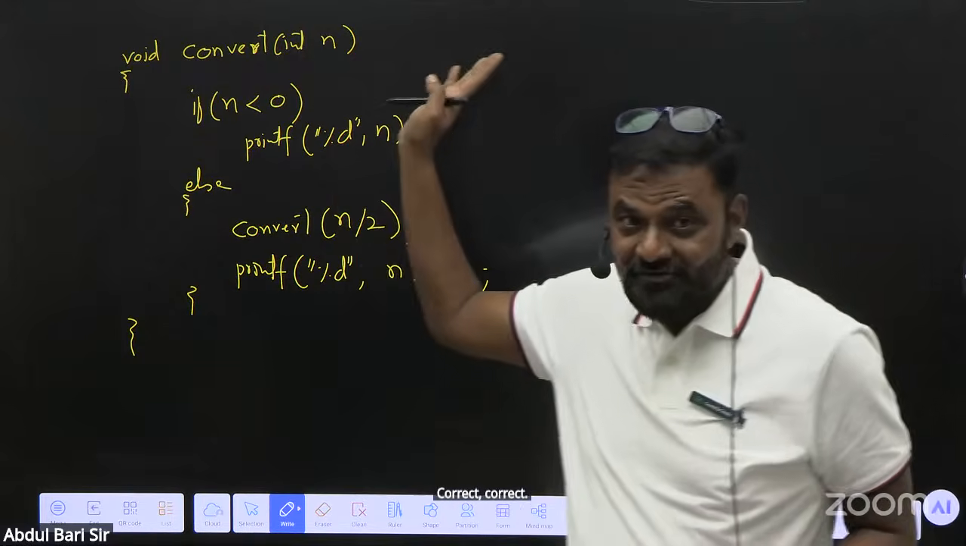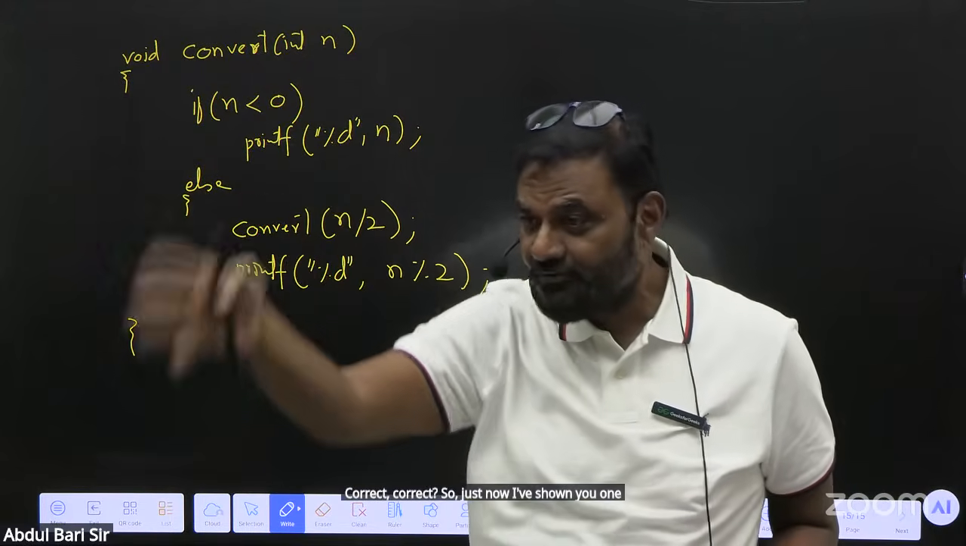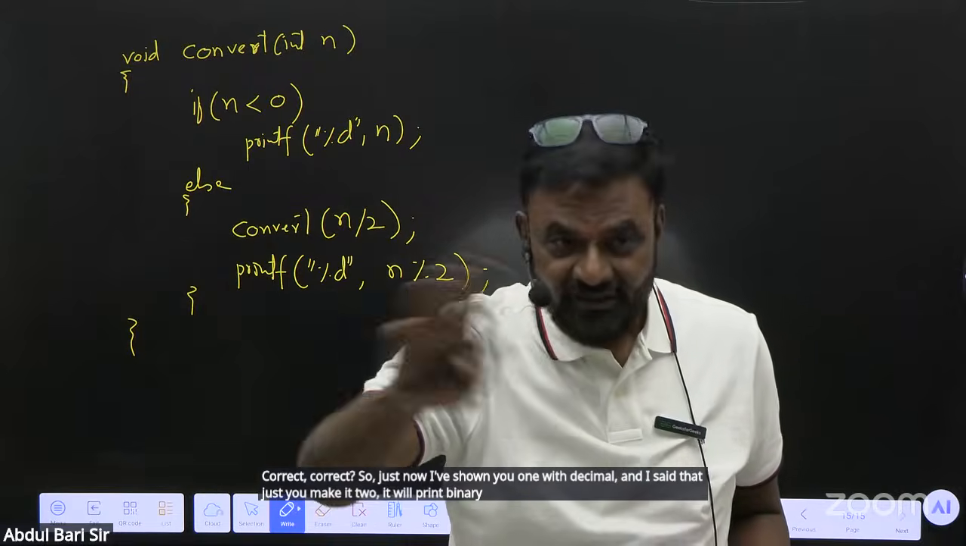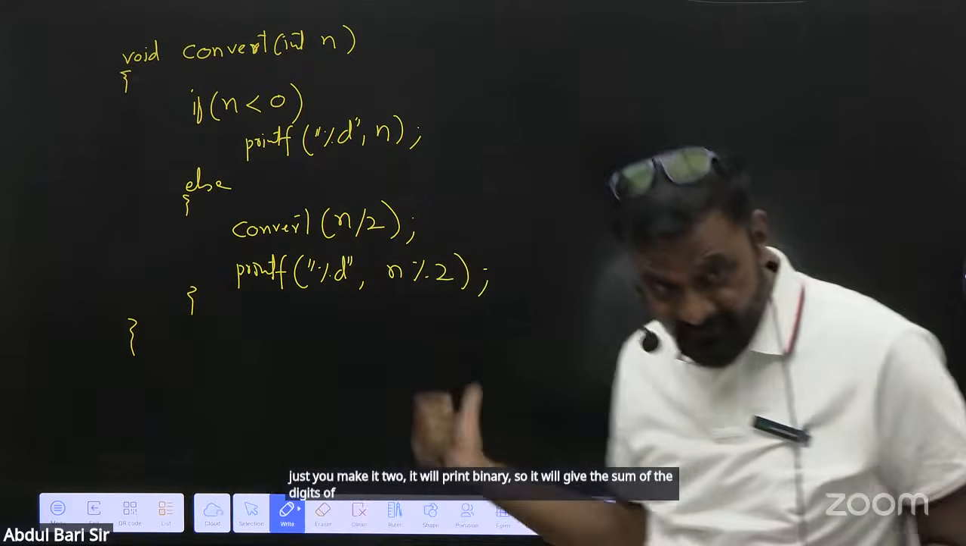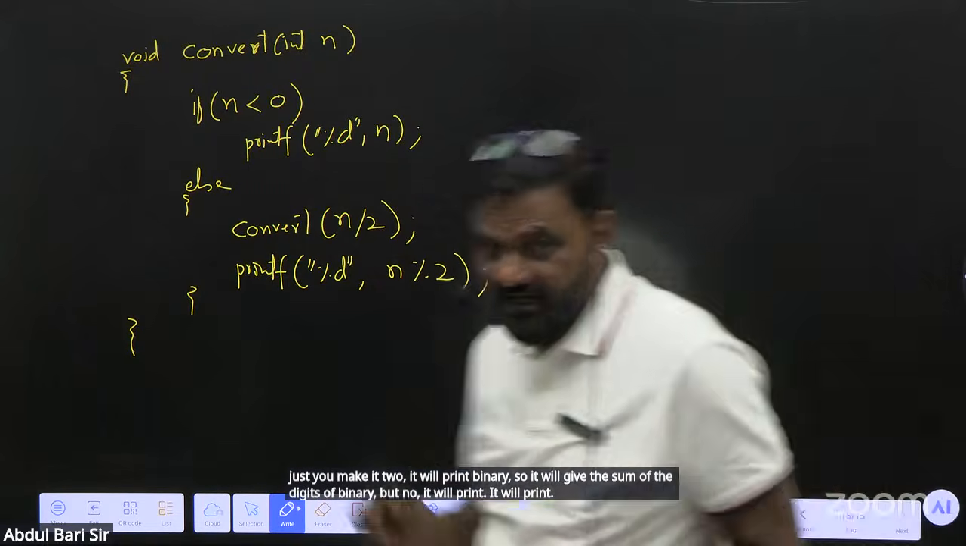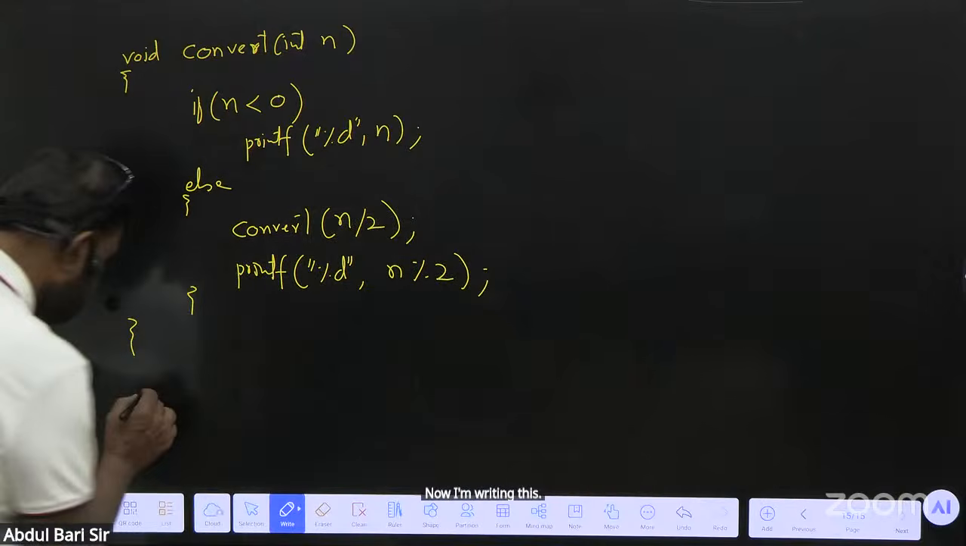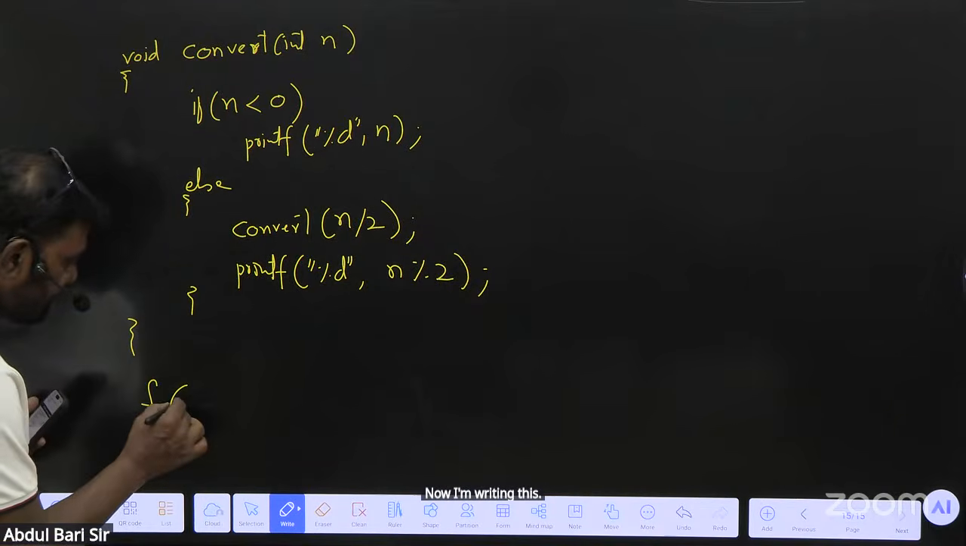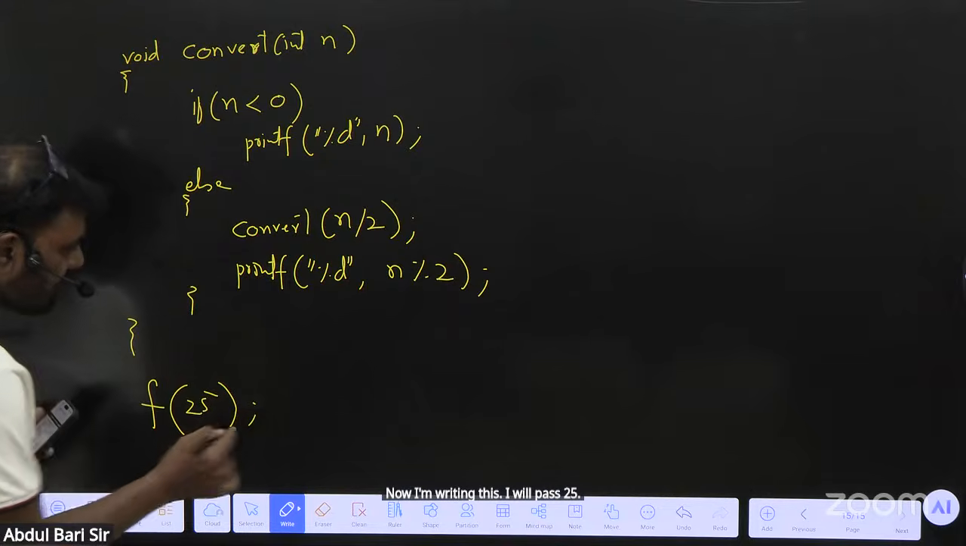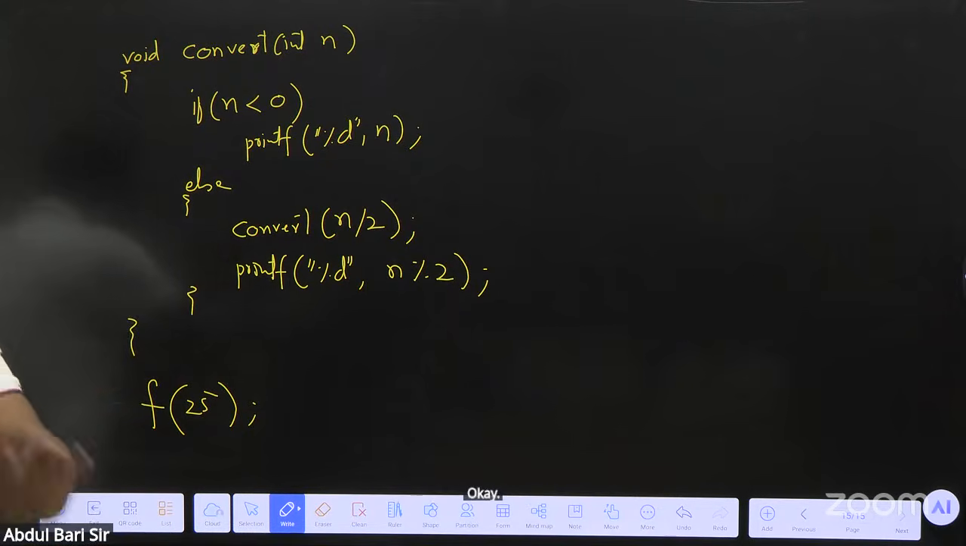So just now I have shown you one with decimal, and I said that if you make it 2, it will print binary. So it will give the sum of the digits of binary, but now it will print. Now I'm writing this. I will pass 25. Okay, wait a minute. You don't have to answer it.